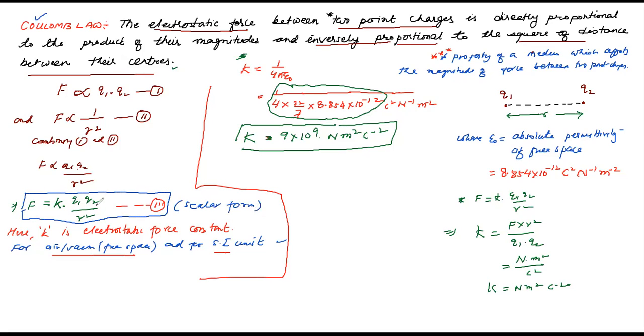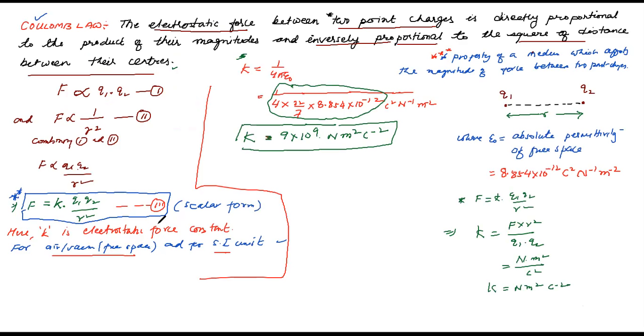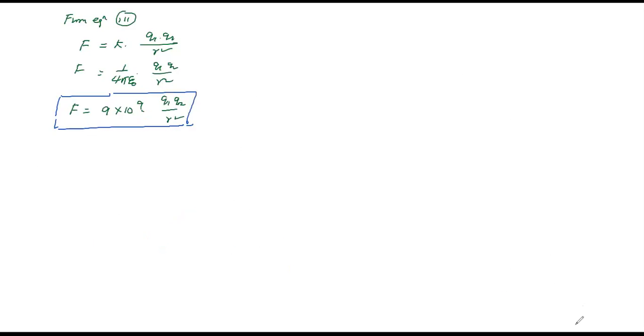Why is this the scalar form of Coulomb's law? Because this equation only gives the magnitude of the force between these two point charges. I hope you got my point. Remember, this K will be different for different systems of units and different media. Don't think that K will be the same for every kind of medium. Here the value came as 9 into 10 to the power 9 because we have taken the medium as free space and the system of units as SI. So don't forget this. This is called Coulomb's law in scalar form.